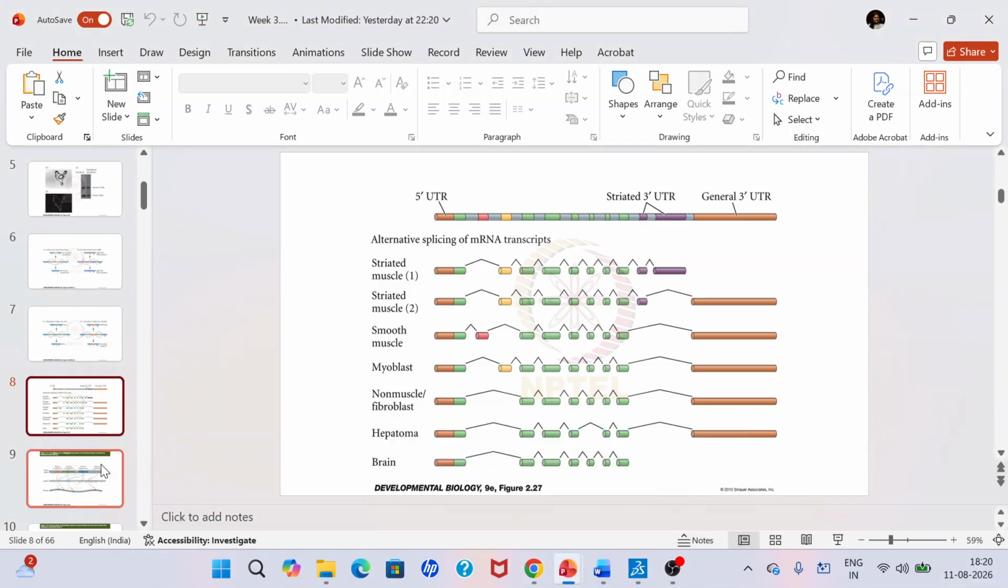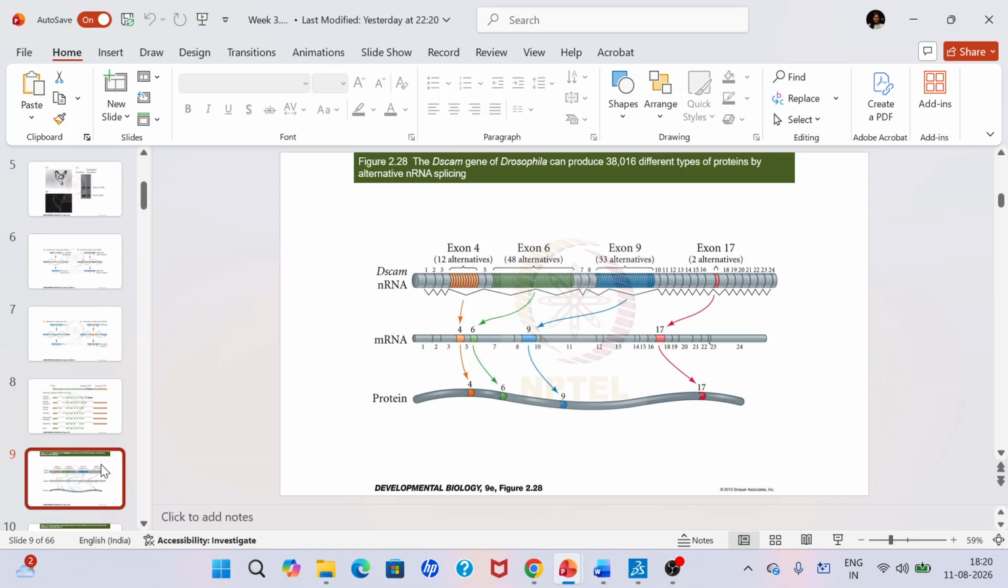Okay. Next is the DSCAM gene of Drosophila that can produce 38,016 different types of proteins by alternative mRNA splicing. Okay, so this DSCAM gene of Drosophila can produce this much. A single RNA can produce 38,000 different types of proteins by alternative mRNA splicing.